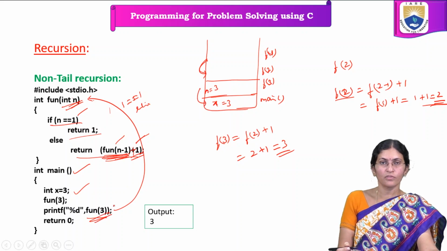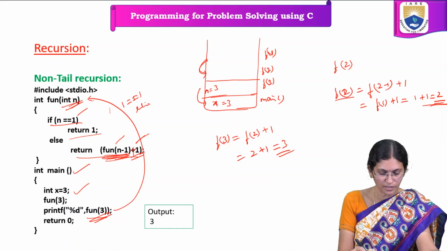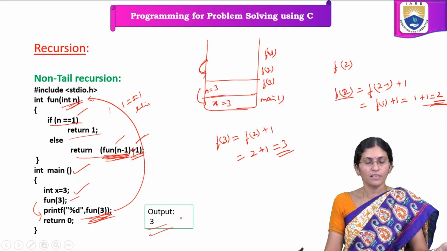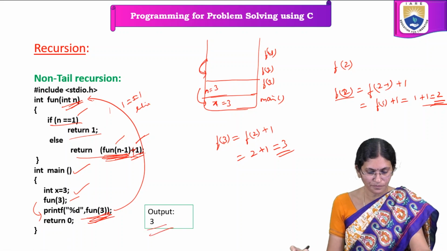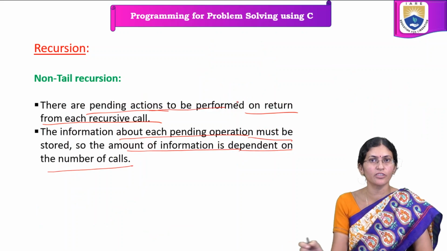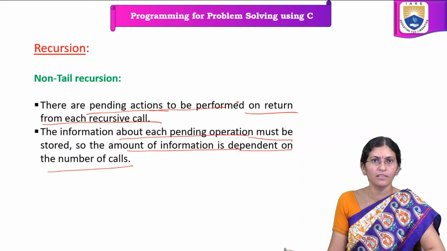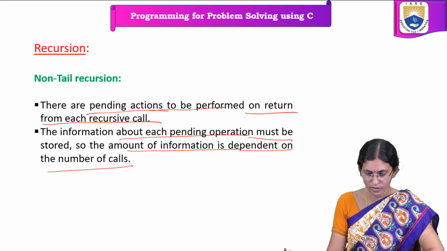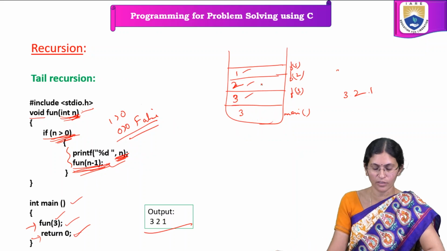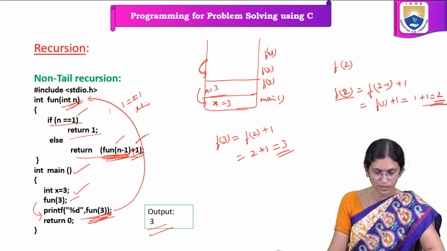When there is a printf statement, the control is transferred here, and when it is executed, you will get the output as 3. In this way, we can understand non-tail recursion. In non-tail recursion, there are pending actions to be performed on return from each recursive call, whereas in this case there are no pending actions to be executed from each recursive call.